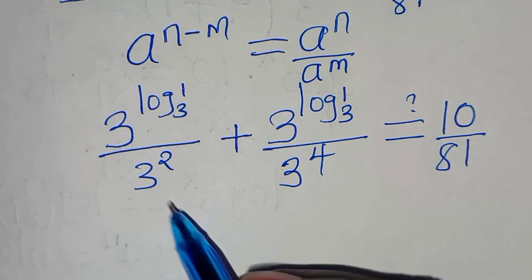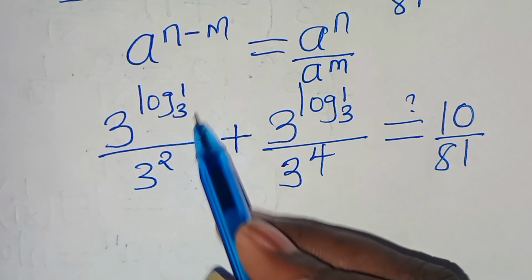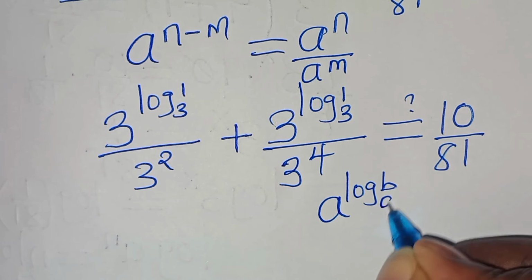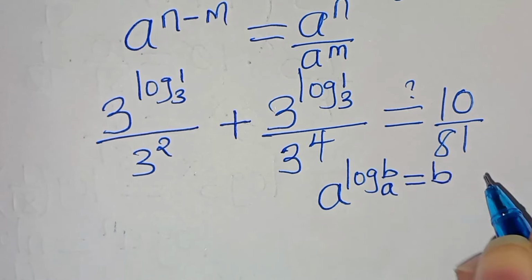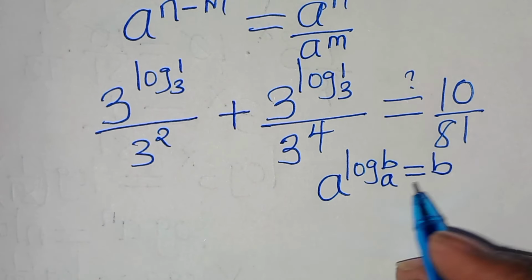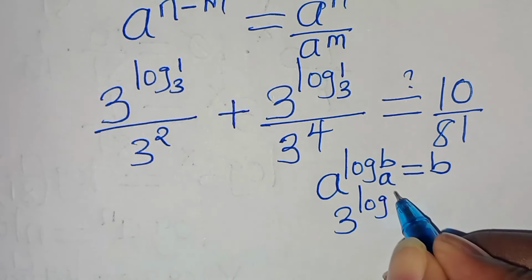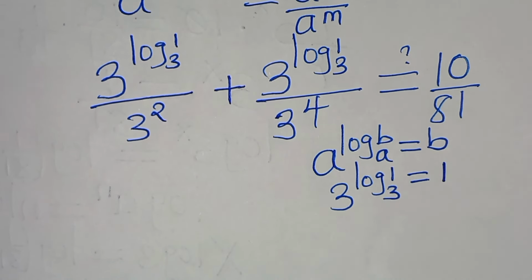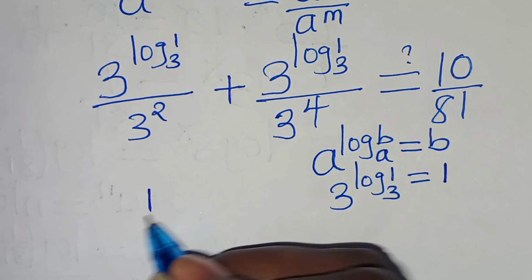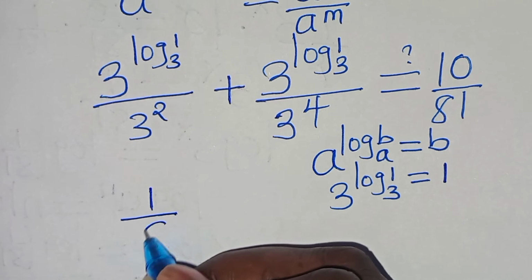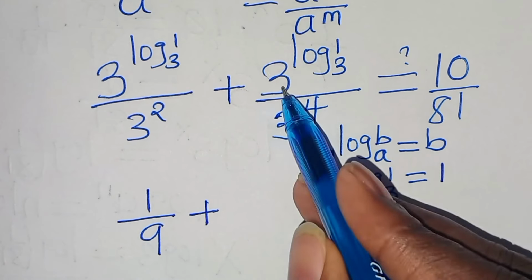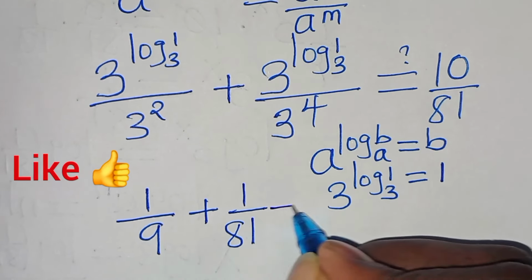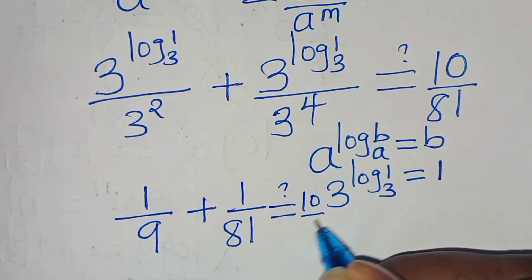The next step is that we have 3 to the power of log 1 to base 3. This is in the form of a to the power of log b to base a, which is supposed to give us a value of b. So let's apply this logarithm property so that 3 to the power of log 1 to base 3 essentially is equal to 1. Let's substitute this so that now we have 1 over 3 squared, which is 9, then plus 1 over 3 to the power of 4, which is equal to 81. This should give us a value of 10 over 81.